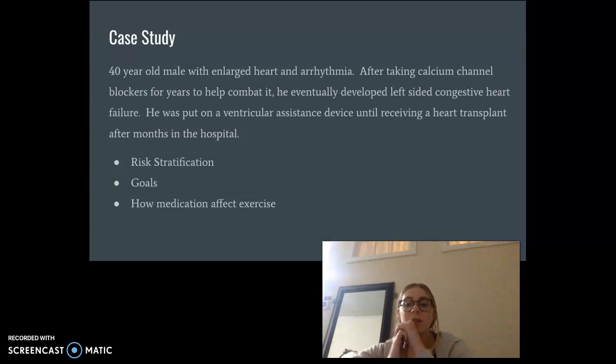And as I mentioned before, since he is a transplant recipient, he is on immunosuppressants. So we do need to be mindful of that. But that being said, exercise helps immensely when you're on immunosuppressants, just because exercise boosts the immune system. And we need all the help we can get with fighting diseases.